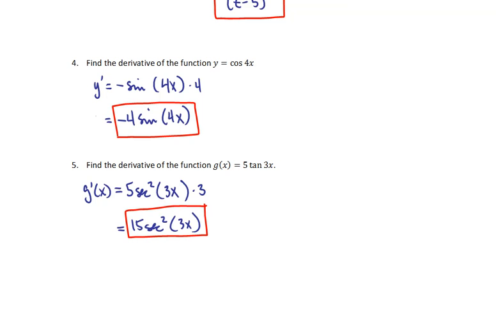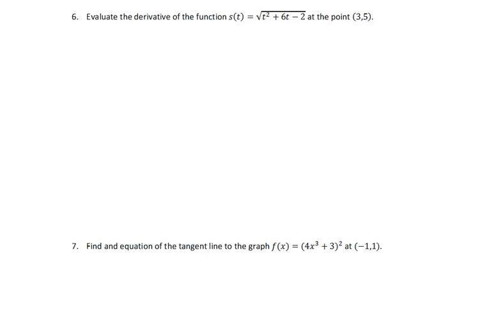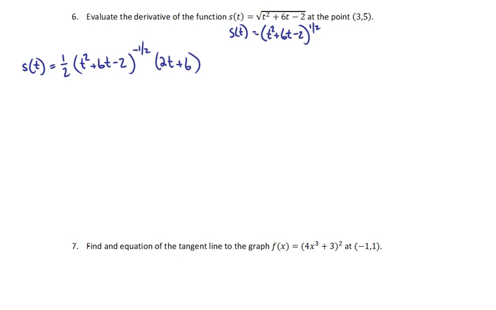With number 6 we want to evaluate the derivative of s of t equals the square root of t squared plus 6t minus 2 at the point (3, 5). We'll rewrite s of t as (t squared plus 6t minus 2) to the 1/2. Then s prime of t will be found by bringing down the 1/2, reducing the exponent by 1 to negative 1/2, leaving the inside alone, then multiplying by the derivative of the inside, which is 2t plus 6. Sorry, that's not s of t, that's s prime of t.